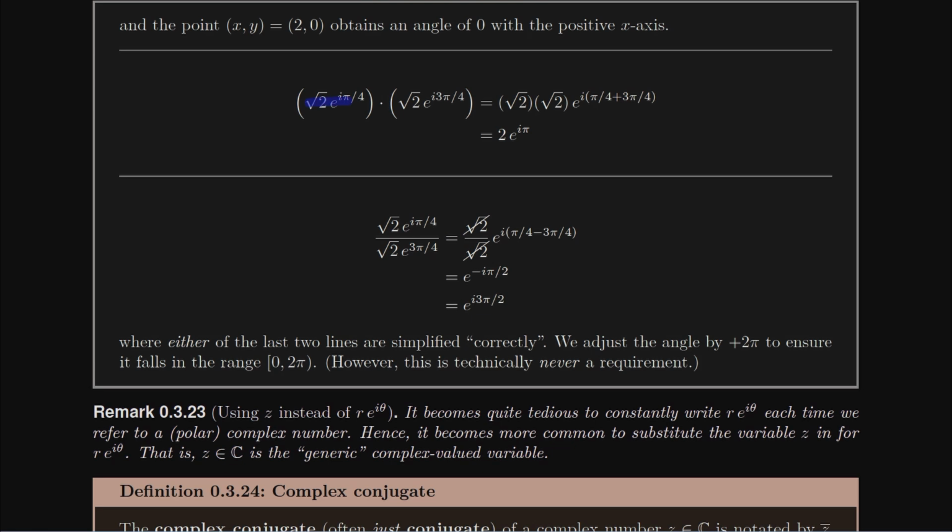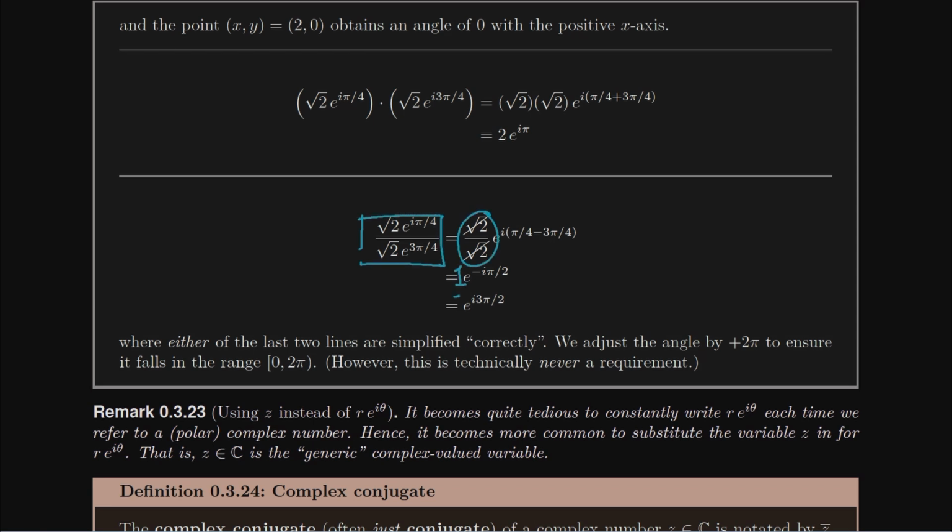And then we get to the easy ones, because that's the whole point of polar complex numbers, is to multiply and divide. So if I'm multiplying polar complex numbers, I'm just multiplying the radii. I get 2 copies of root 2, which gives me 2. And I'm going to add the angles. If I add pi over 4 to 3 pi over 4, I just get 4 pi over 4, also known as pi.